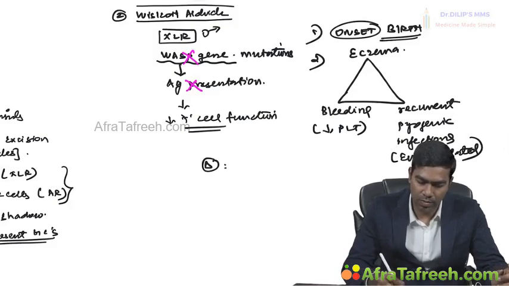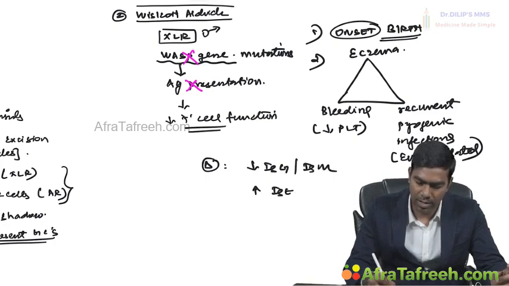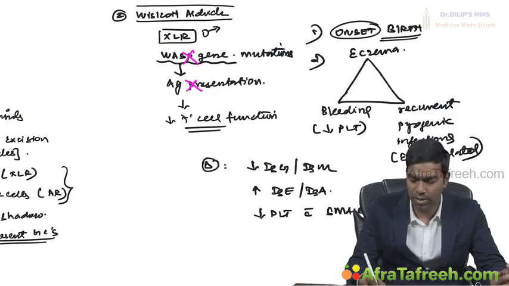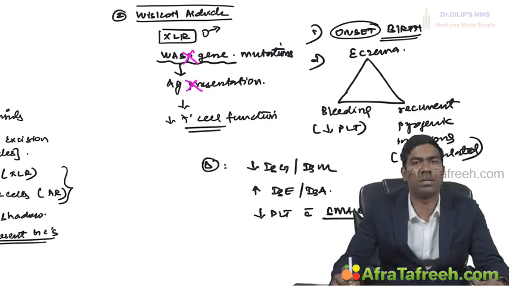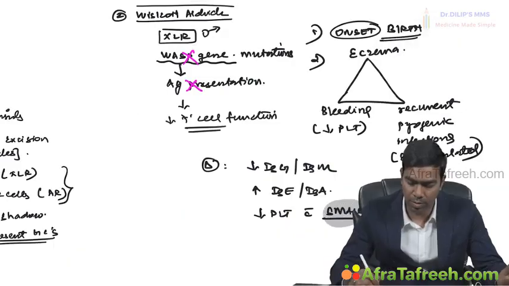And diagnosis wise, the patient will have a low IgG and IgM, but an increased IgE and IgA. Patient will have thrombocytopenia with, very importantly, small platelets. That's very important because a lot of conditions like Bernard-Soulier will produce giant platelets. A lot of conditions causing thrombocytopenia, especially autoimmune destruction, may produce giant platelets in the peripheral smear. But this is one condition which produces small platelets in the peripheral smear.